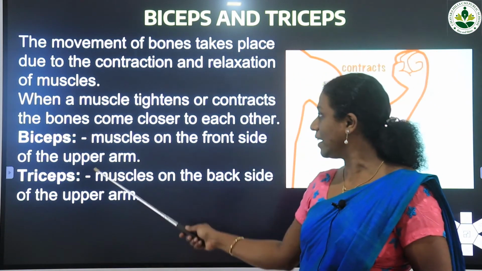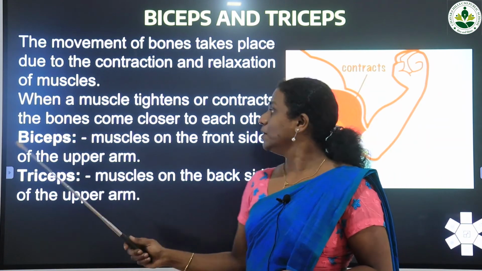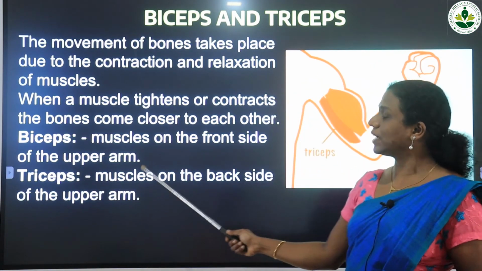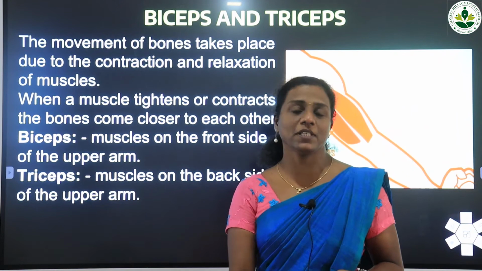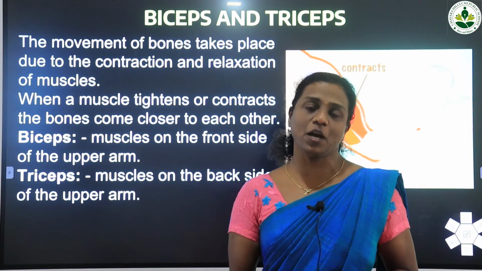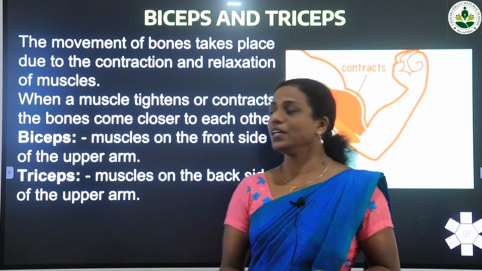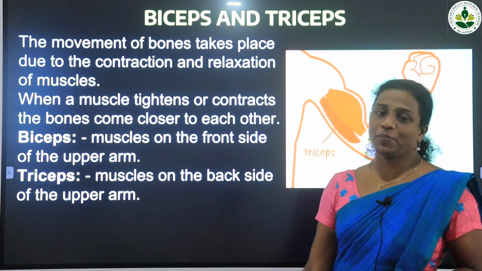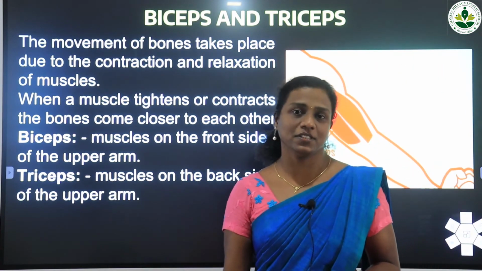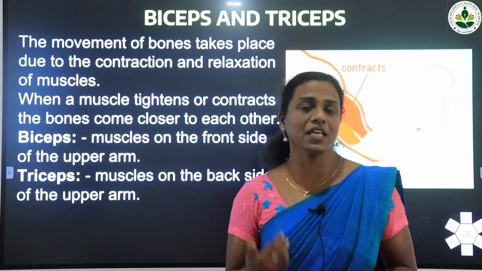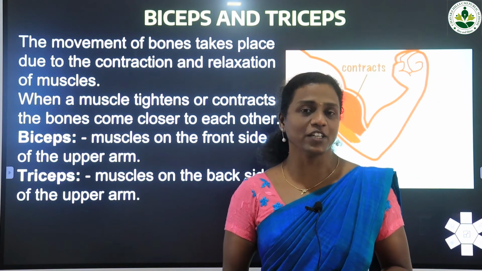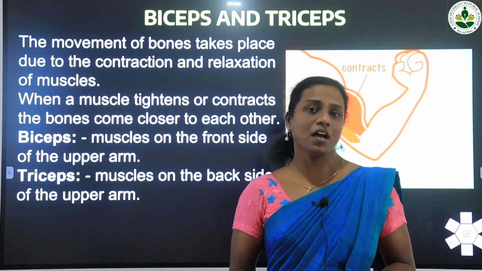That is known as biceps. Biceps means muscles on the front side of the upper arm. Then muscles on the back side of the upper arm are known as triceps. So biceps and triceps are the two kinds of muscles present in our upper arm.